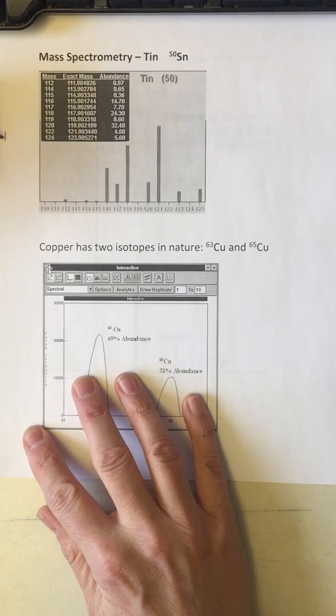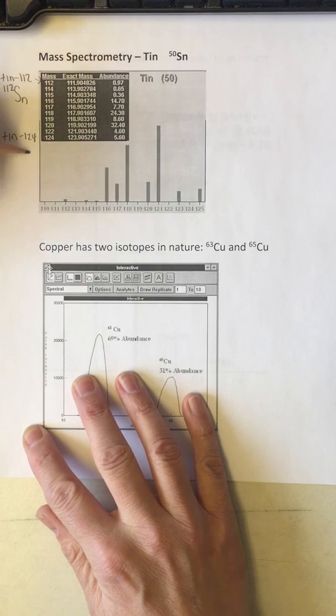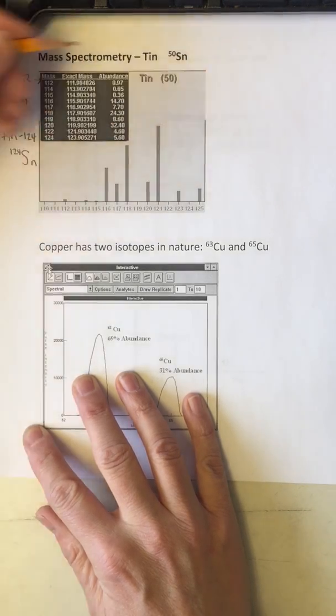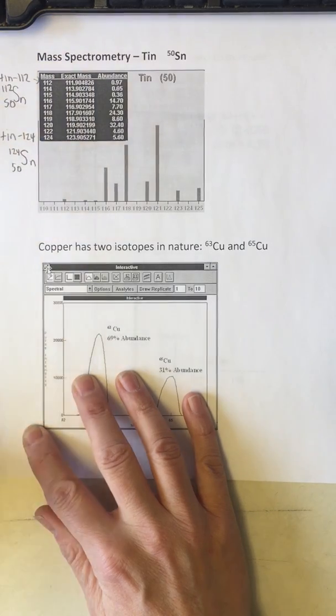Okay, just so that we can remind ourselves from the earlier discussion. Tin 124, tin 112, that's one way to write them. Of course, we could also write them putting the mass number at the top. And since it's element number 50, we get that number from the periodic table. It would be tin 50-112, tin 50-124.